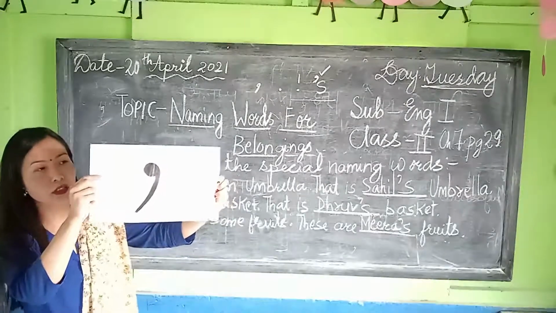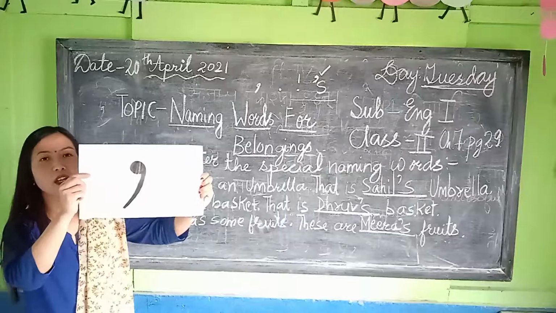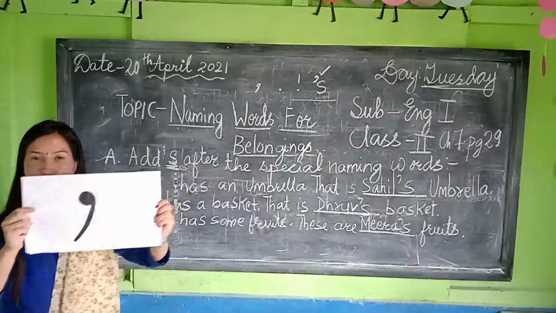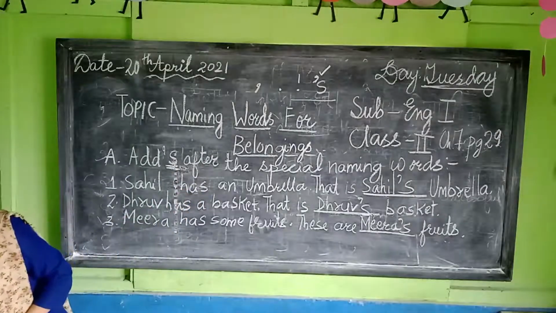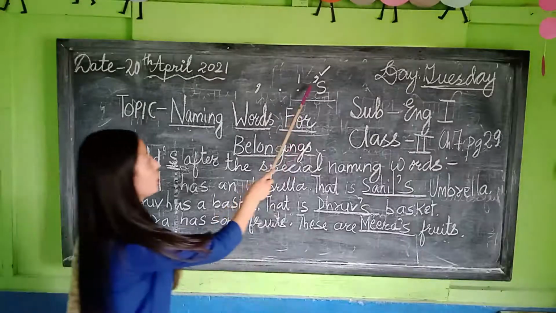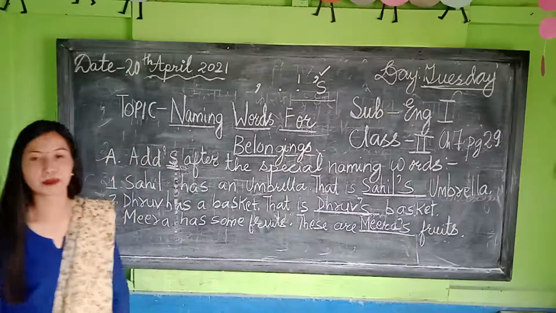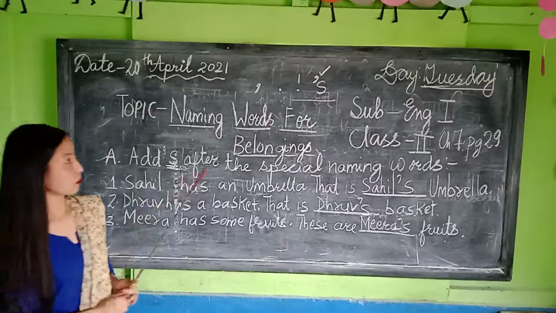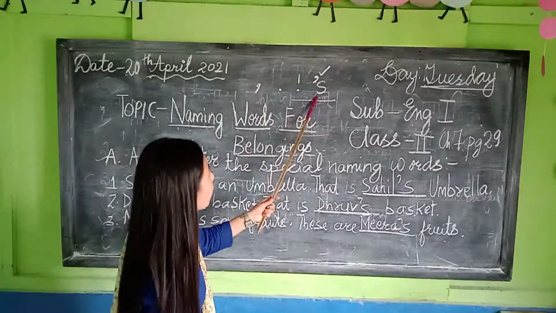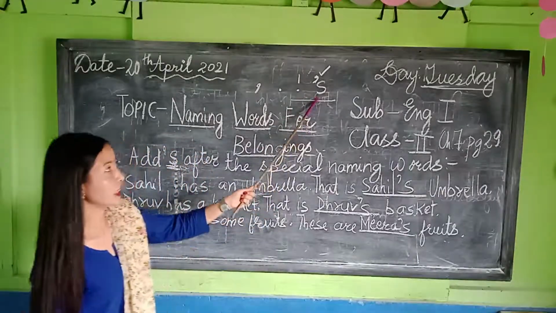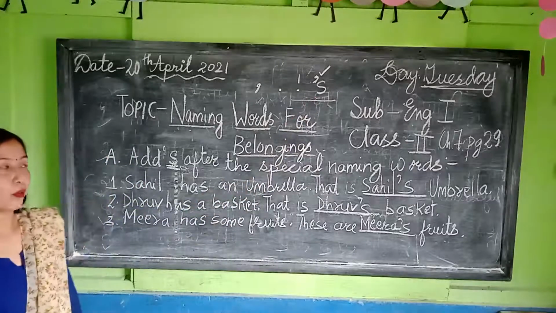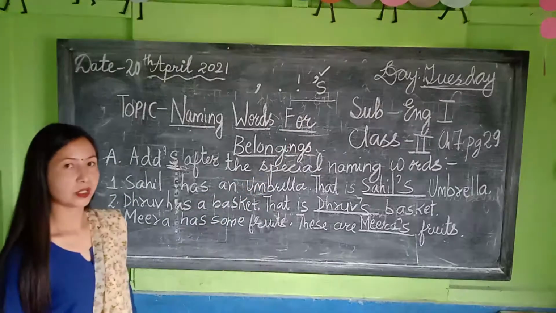Children, what is this? This is apostrophe, a punctuation mark. And when we use apostrophe S, what we have to do? It is used when someone possesses something, or so when someone owns something.